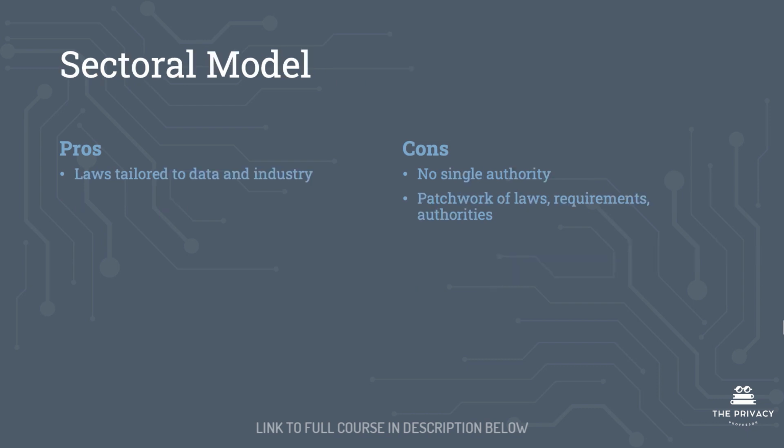With regards to the sectoral model, the pros are that the laws are tailored to data and industry. The cons are that there's no single authority and that we have a patchwork of laws, requirements, and authorities. If we think about the United States right now, there's no comprehensive privacy legislation. What this means is that there are different laws throughout all of the 50 states, and this can be really confusing for businesses to navigate.